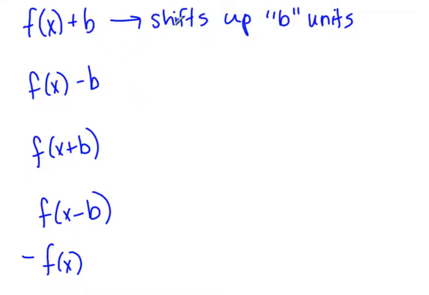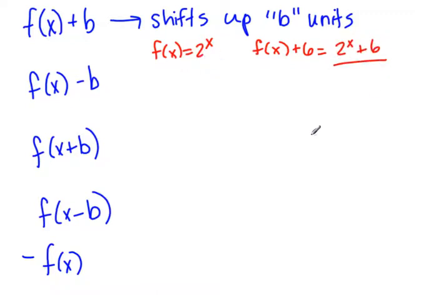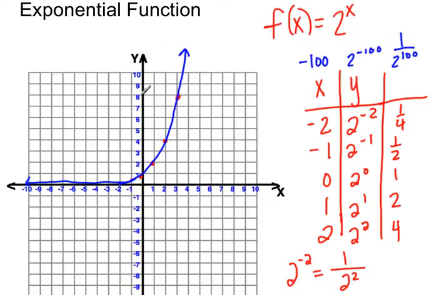So for example, if f of x said 2 to the x, and I said f of x plus 6, then that would equal f of x is 2 to the x, so 2 to the x plus 6. That means that the exponential function that you graphed right here would go up 6 units. All of these ordered pairs would go up 6.